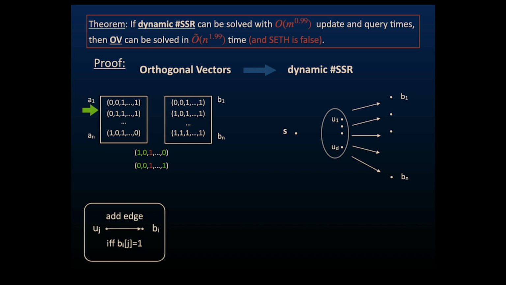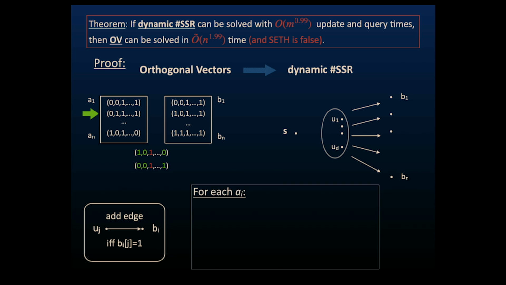So here's the reduction. You go through the nodes in A one by one. You have a node, a vector. You have a phase in the process, and in this phase you add the right edges. You add the edges so that the neighborhood encodes the vector. So you look at your current vector, you check for each coordinate, is it 0 or 1, and then you put an edge or not put an edge. After you do this, you ask how many nodes can S reach? And what is the answer?